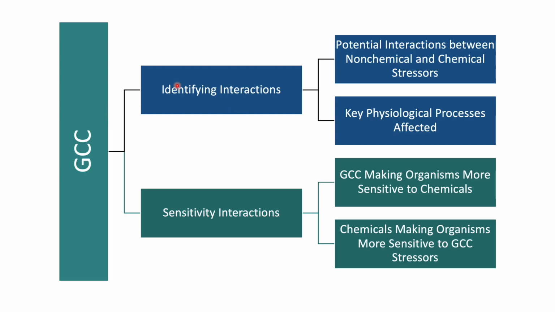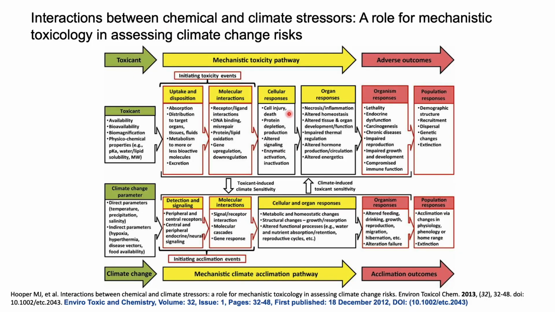So how do we identify the interactions? We have to carry out potential interactions between non-chemical and chemical stressors, and we also look at the key physiological processes that are affected and what are the sensitivity interactions, basically the GCC making organisms more sensitive to chemicals and chemicals making organisms more sensitive to GCC stressors. So both are happening, the GCC to species and species to GCC. So here is a chart explaining the interactions between chemical and climate stressors. That's a role for mechanistic toxicology in assessing climate change risk levels.